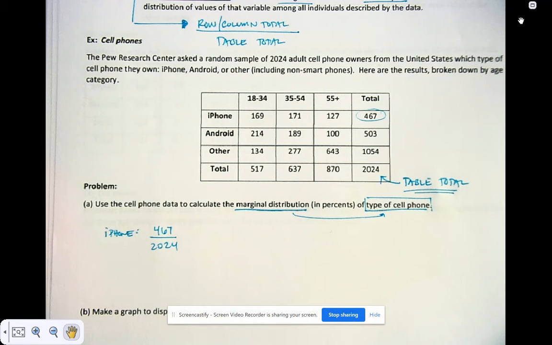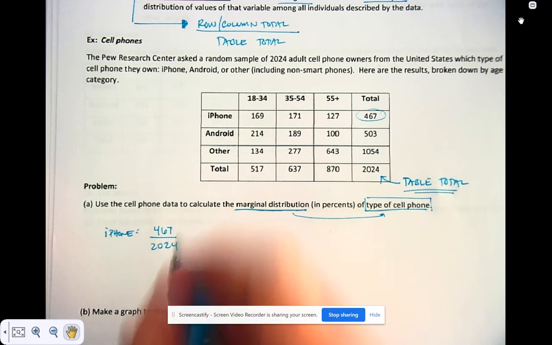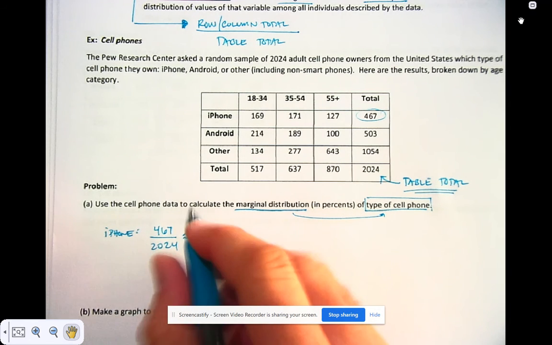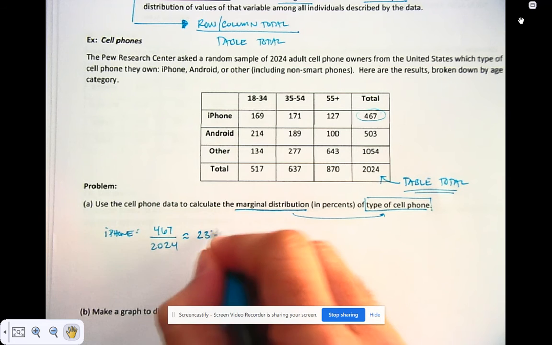And if you guys have your calculators, that's a good point. I'm going to have to make a post about calculators because we're going to need to get some. In this case, you guys have your phone, or you can just use your Chromebook, which has the Desmos calculator on it. If you divide these two, this is approximately 23%.